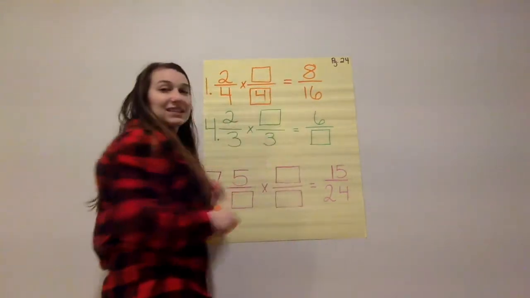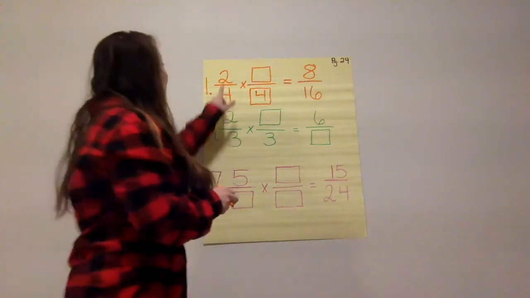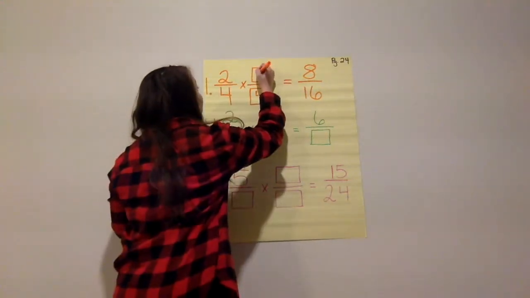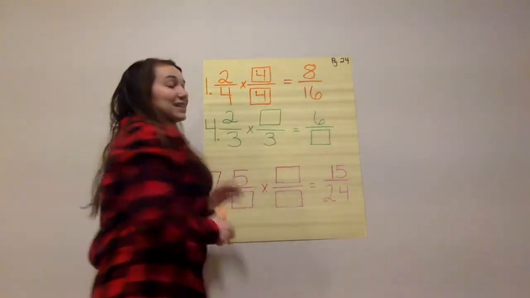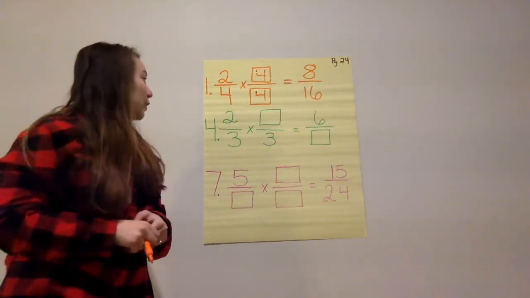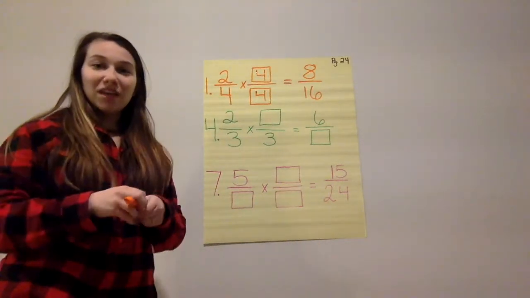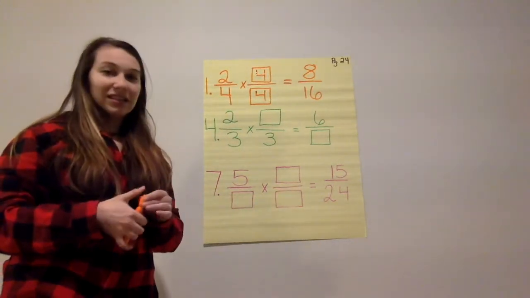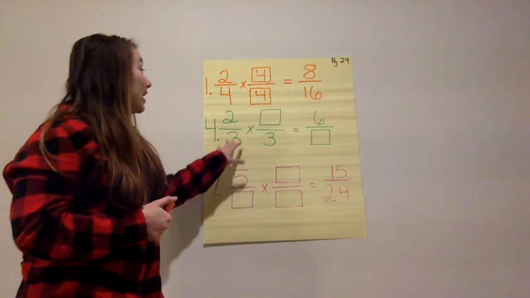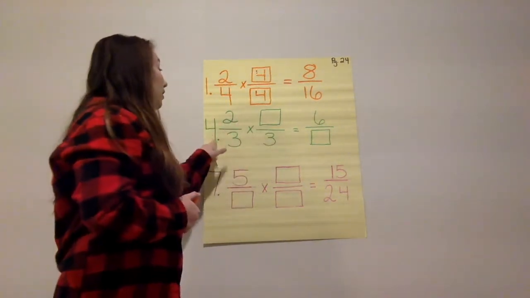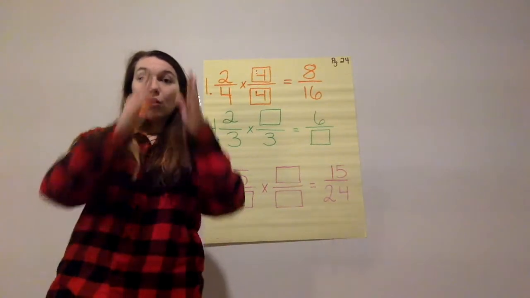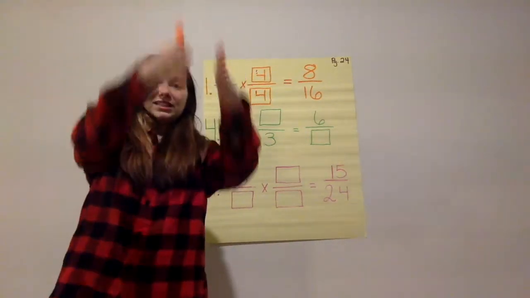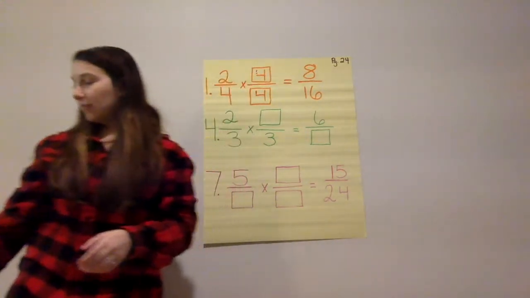That gives us 16. And then we have 2 times 4, which gives us 8. All right, good job. Make sure you fill that out. And we are going to go ahead and move down to question number 4. So we're not moving over, we're moving down on our worksheet, okay?